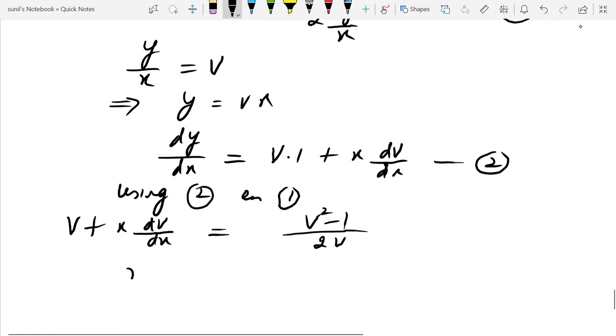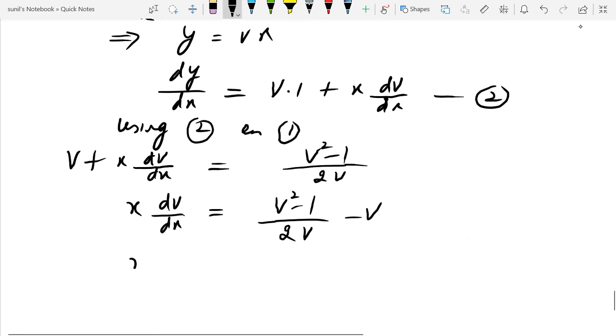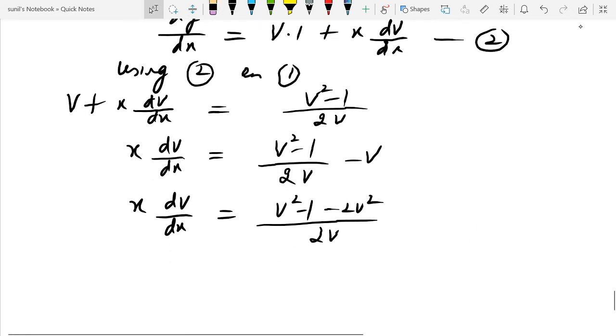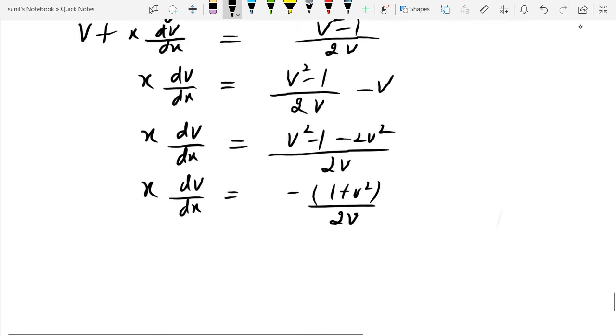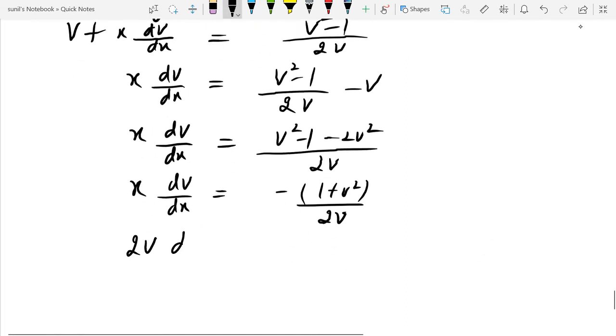Now separating the variables, x dv by dx is equal to v square minus 1 upon 2v minus v, which is minus 1 plus v square upon 2v. Again separating the variables, that is 2v dv upon 1 plus v square equal to minus dx by x. Now can we integrate it?